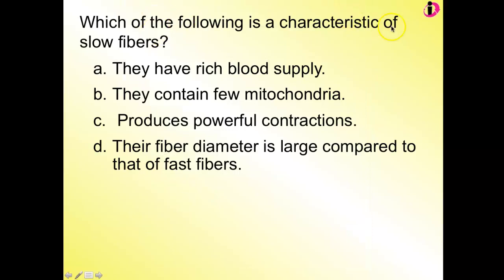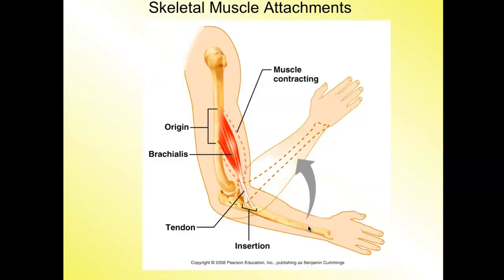And which of the following is a characteristic of slow fibers? All right, so you should have concluded that A is the correct answer. They have a rich blood supply because they depend on oxygen.